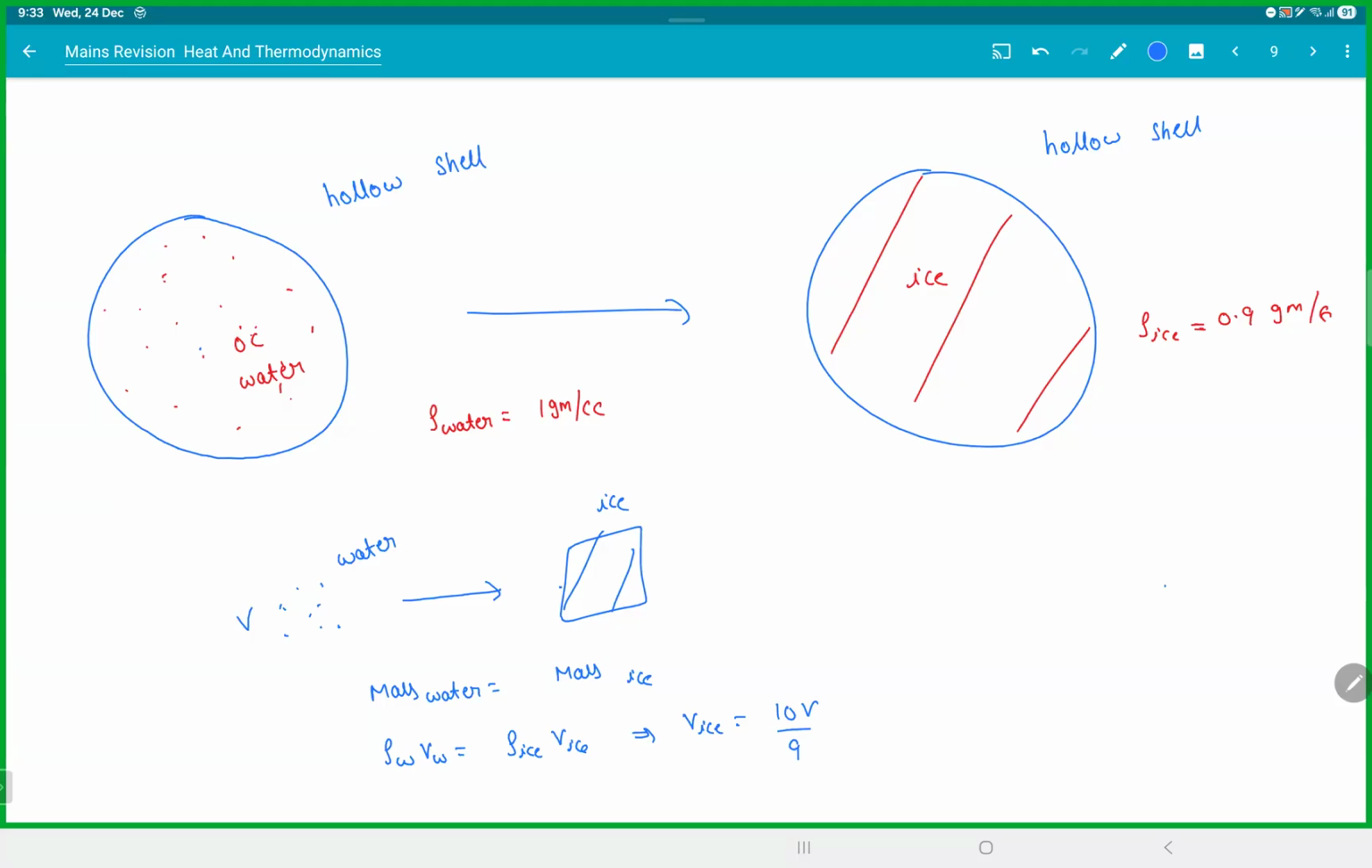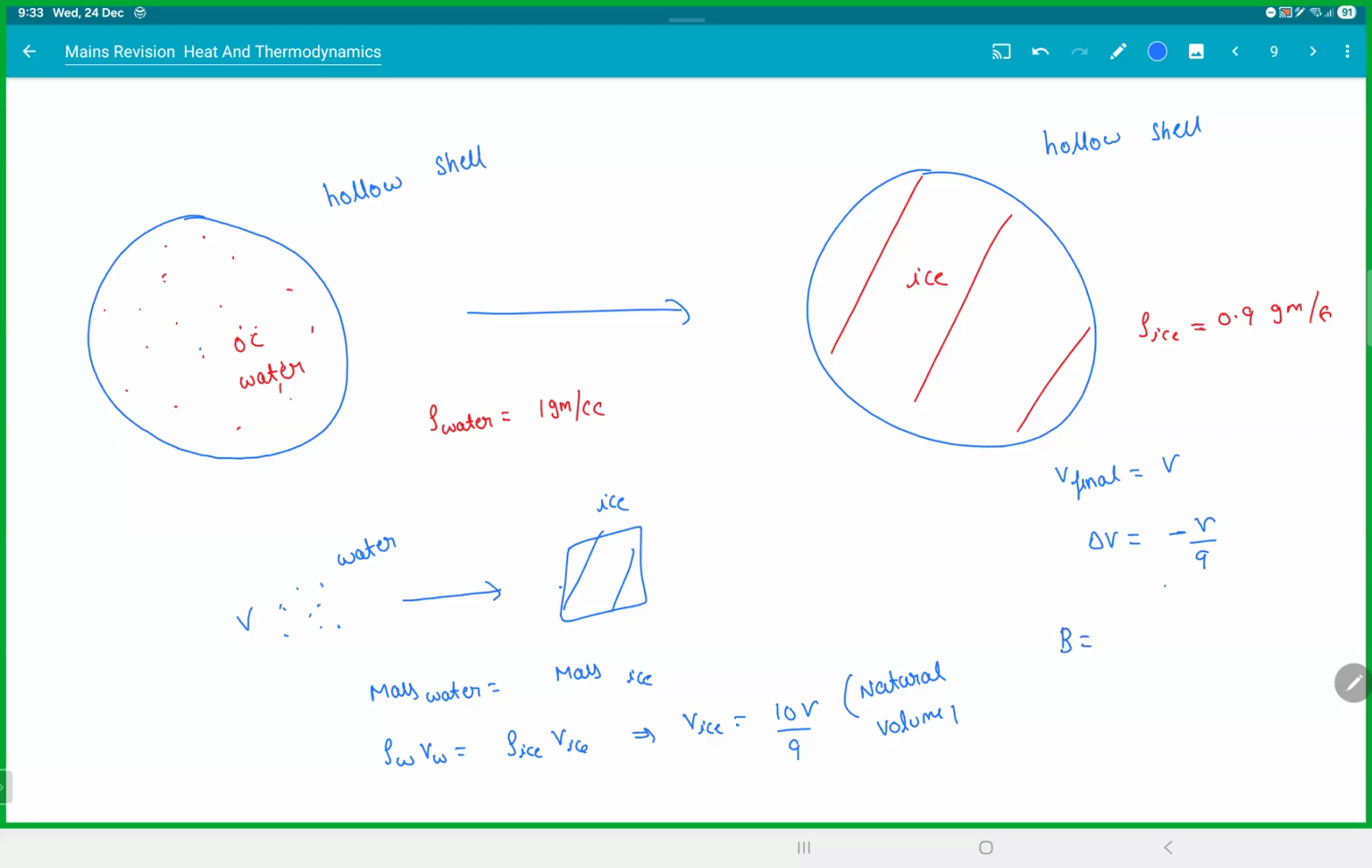So when you suddenly freeze it to ice, the ice will say, this is my natural volume. I am supposed to be 10V by 9. But because of the shell, I couldn't expand. So my final volume is V. So delta V will be minus V by 9. So the ice ball will think someone compressed me by V by 9.